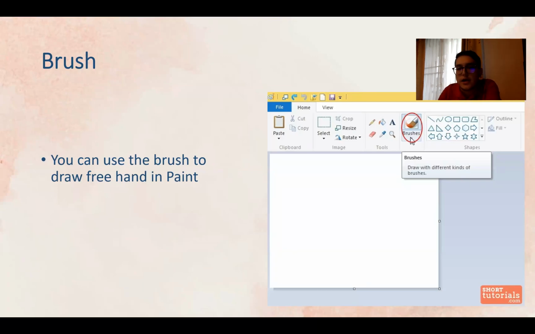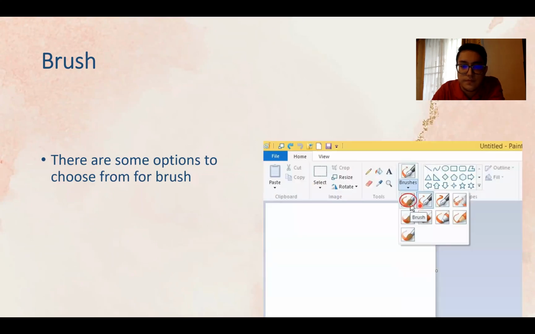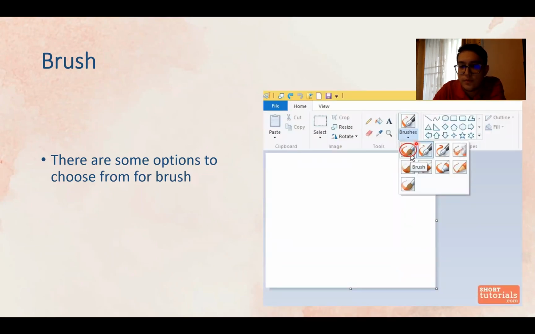The brush icon is right here. This is the brush icon. All right. So if you press the brush icon, you can use it to draw with freehand. You don't need to use the shapes only. There are some options to choose from for brushes. So once you click the brush icon, you have all these options for you to choose from.